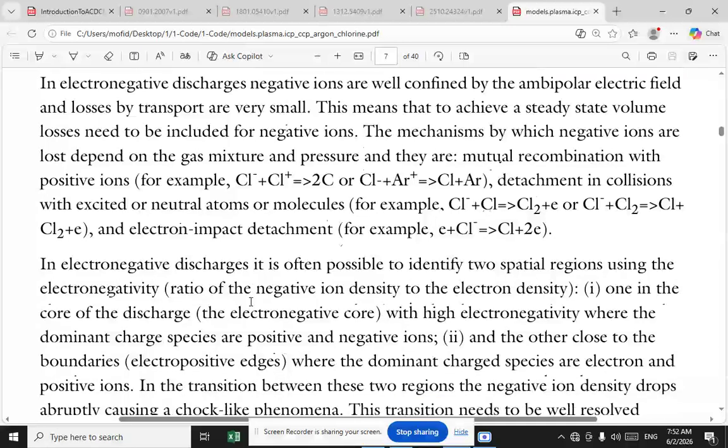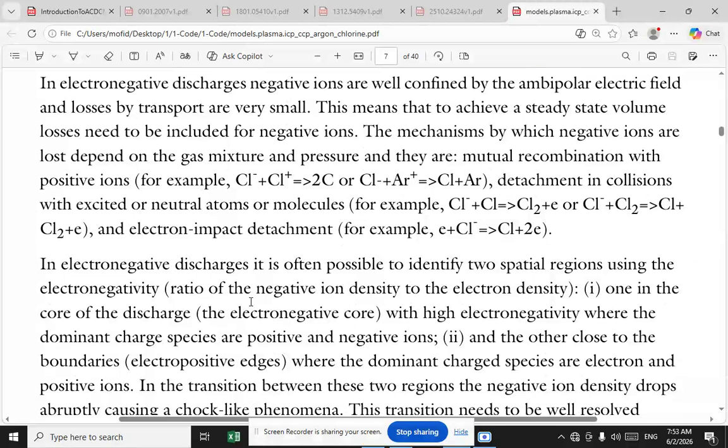In electronegative discharges, negative ions are well confined by the bipolar electric field and losses by transport are very small. This means that to achieve a steady state, volume losses need to be included for negative ions. The mechanisms by which negative ions are lost depend on the gas mixture and pressure, and they are mutual recombination with positive ions. For example, Cl- and Cl+, which gives 2 Cl, or Cl- plus Ar+, which gives Cl and Ar; and detachment in collisions with excited or neutral atoms or molecules.